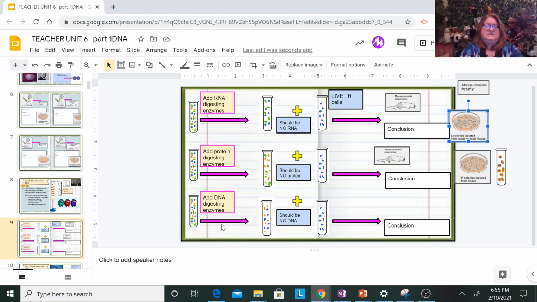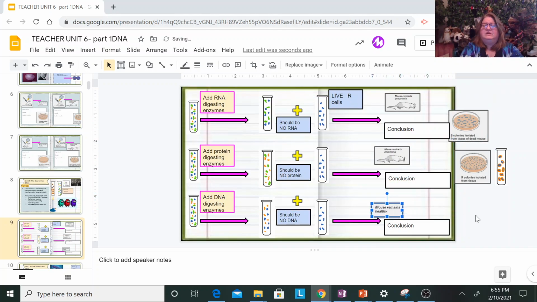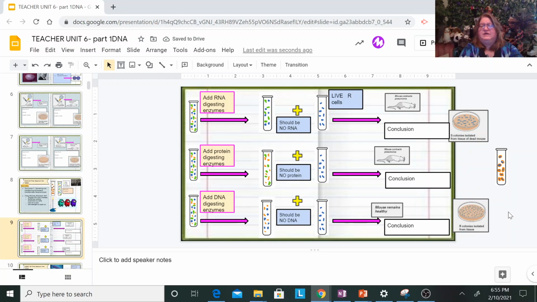Now, the last case, we have DNA digesting enzymes. And in DNA digesting enzymes, we remove DNA, there's no DNA, we add that mixture to R cells, and lo and behold, transformation does not occur. The mouse remains healthy. And not only that, but if we then look at the bacteria inside the mouse, we only find R bacteria. So transformation does not occur. So think about it. We remove DNA and transformation does not occur.